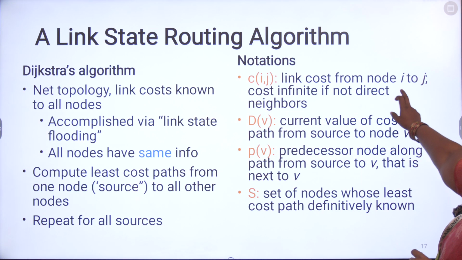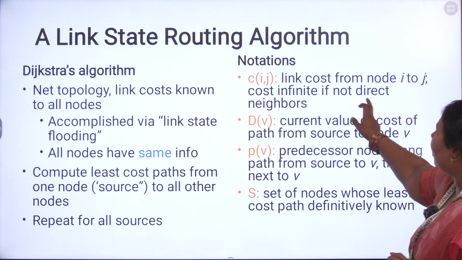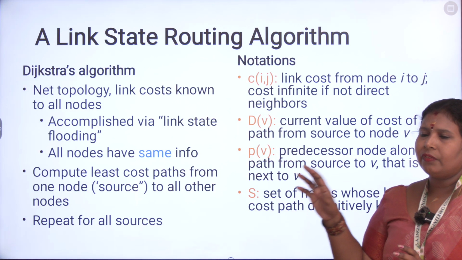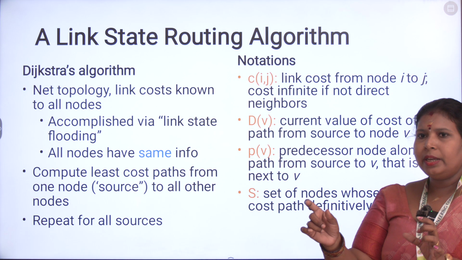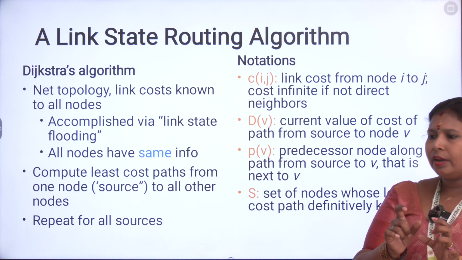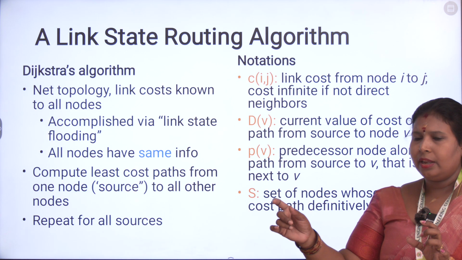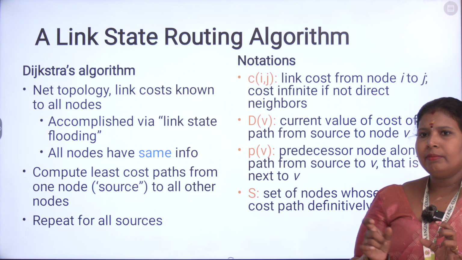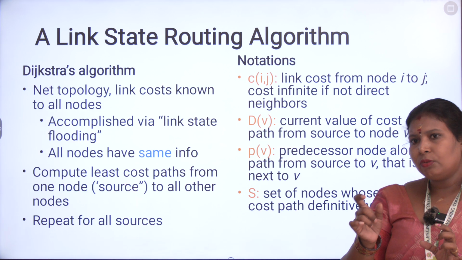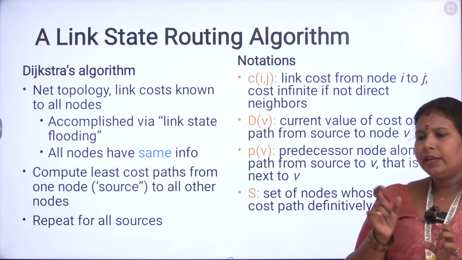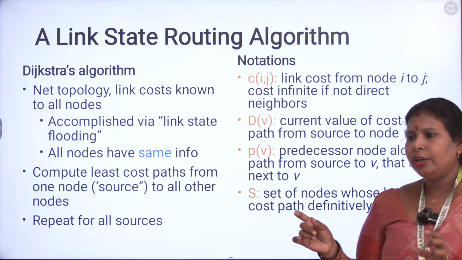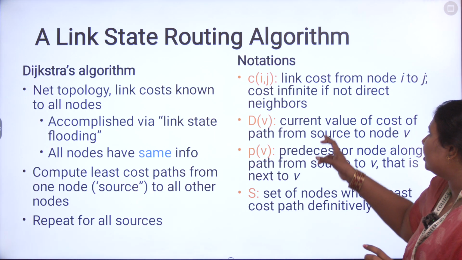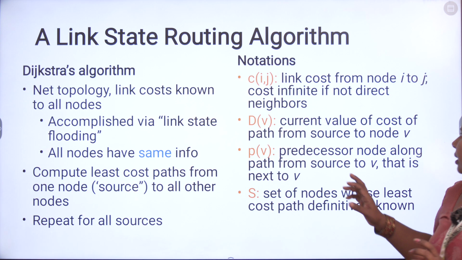Cij, which is the link cost from node i to j. Cost is infinity if not a direct neighbor. If there are no direct neighbors, then that particular thing is considered as infinity. For example, if you have A to B with a cost of 2, it's okay. If you have A, B and then C, to reach C there is no direct connectivity from A, but passing through B and then C is also possible. But with A, B, C and then D, you need to connect from A to D. If there are 2 intermediate nodes in between, then the cost is identified as infinity. That is the main thing.